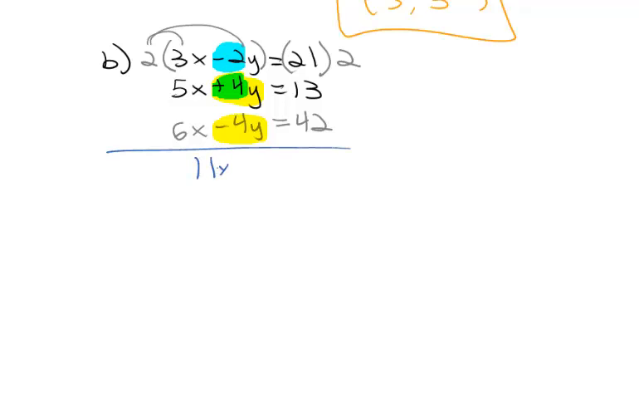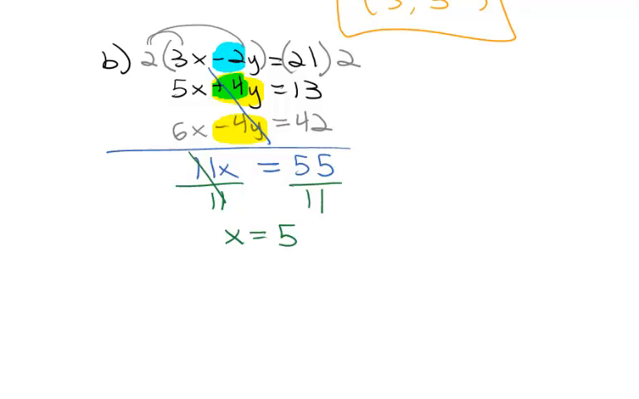5x plus 6x is 11x. The 4y's go to 0. 13 plus 42 is 55. We can divide both sides by 11 real quick. And x equals 5.